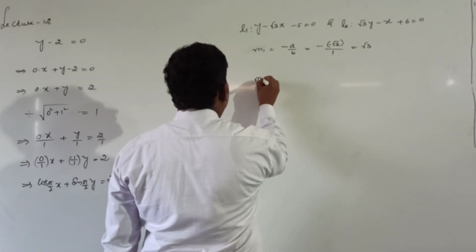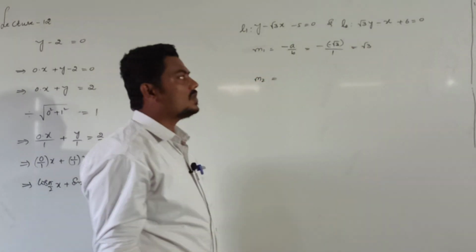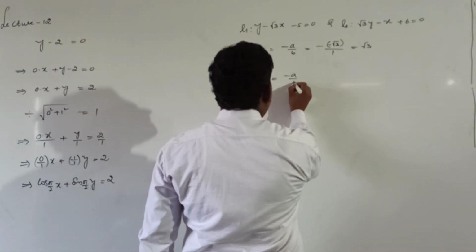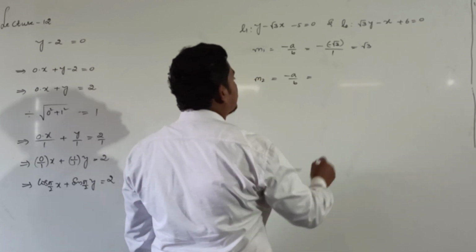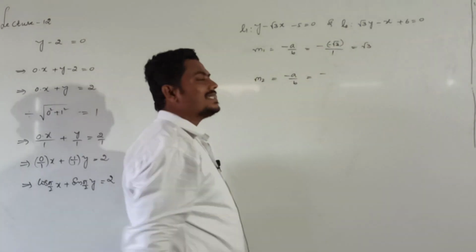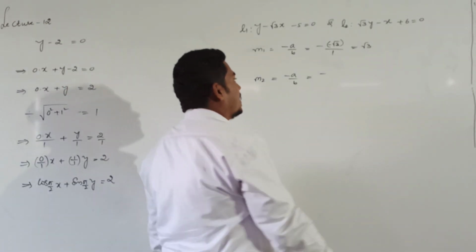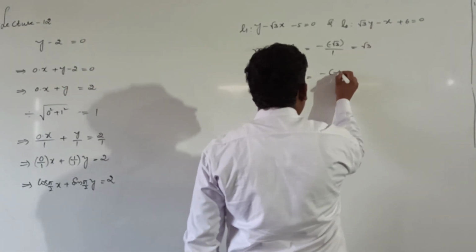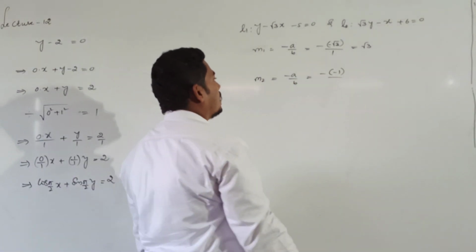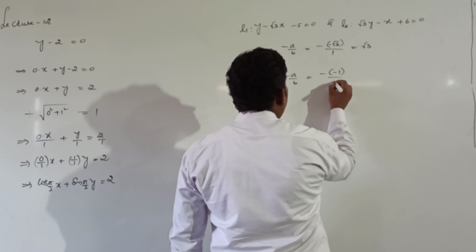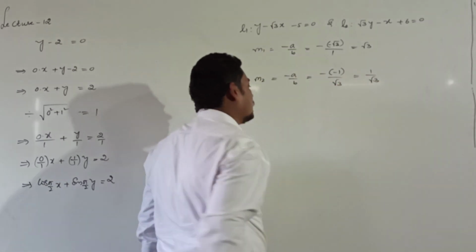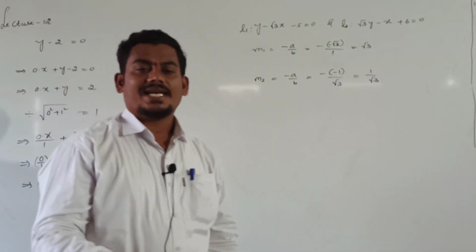Then similarly write the slope of line 2, that is m2, with the same formula, minus a divided by b, with the negative sign as it is. In line 2, what is the coefficient of x? Clearly minus 1, divided by b, that is root 3, which is equal to 1 divided by root 3. Now we get the slopes of the lines.